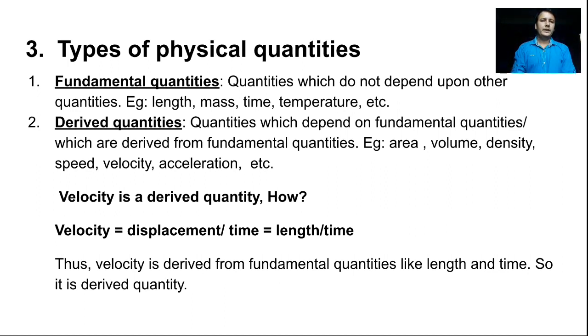Velocity is a derived quantity. How? Do you know the formula of velocity? It's displacement upon time. Displacement means length. Length upon time. Thus, velocity is derived from fundamental quantities like length and time, so it is a derived quantity.